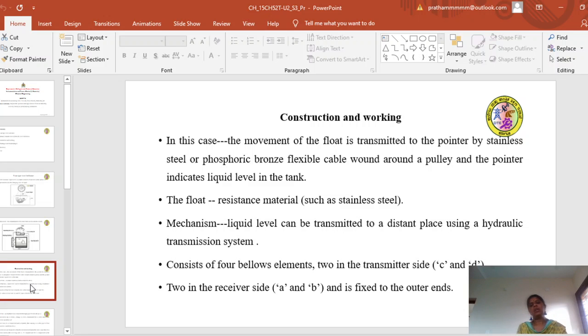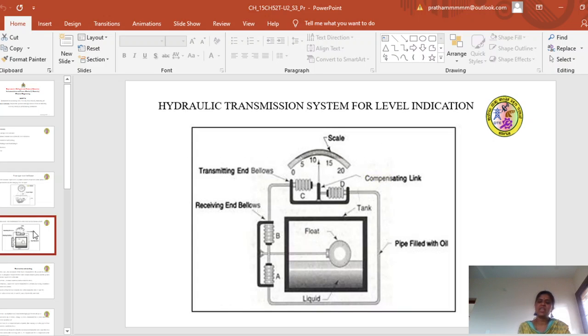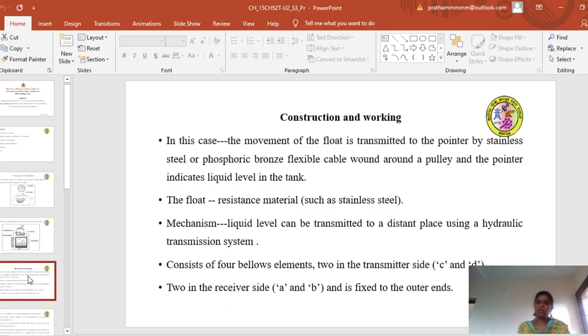And the distant place measurement can also be done by a mechanism called the hydraulic transmission system, in which the liquid level can be transmitted to a distant place. So as I said, it consists of 4 bellows A, B, C, D, which are the receiving end bellows and the transmitting end bellows. The two at the receiver end, A and B, are fixed at the outer ends.